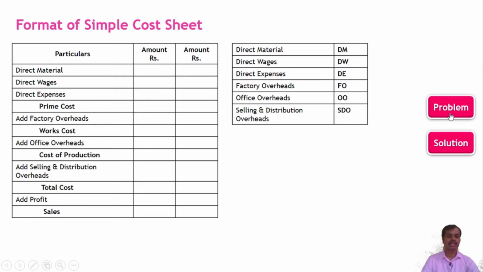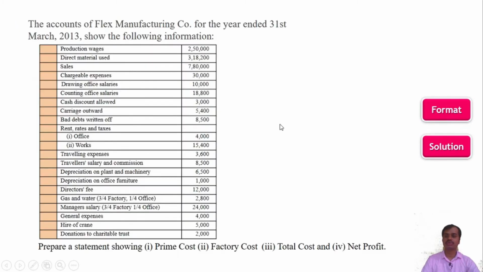So before starting the solution, what do we have to do? We have to bifurcate all these items into those 6 heads of cost. How will we do it? We will simply write in the margin before these items. Take the production wages. Production wages is nothing but direct wages, so we will mention the production wages as DW.